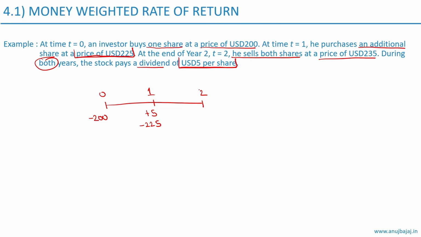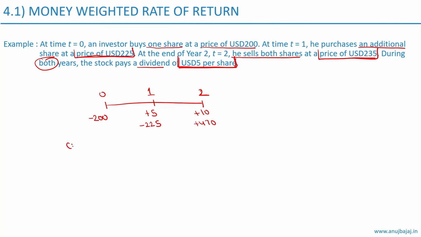Coming to the end of year 2, he received dividend on 2 shares at $5 per share. So in total he received $10 as dividend. He also sold both the shares for $235. So the cash inflow was $470.